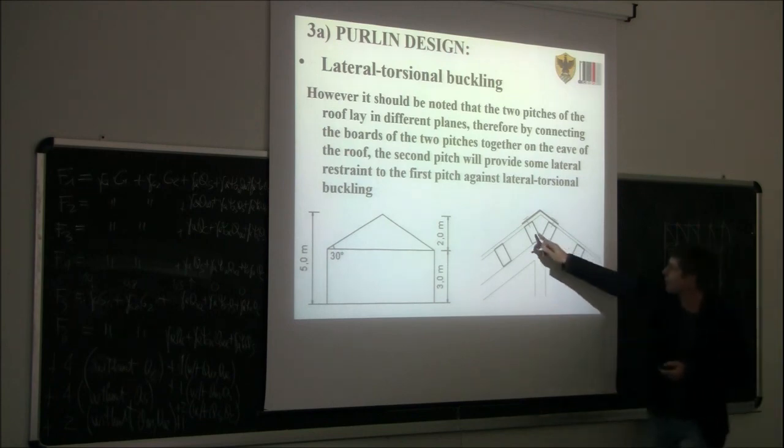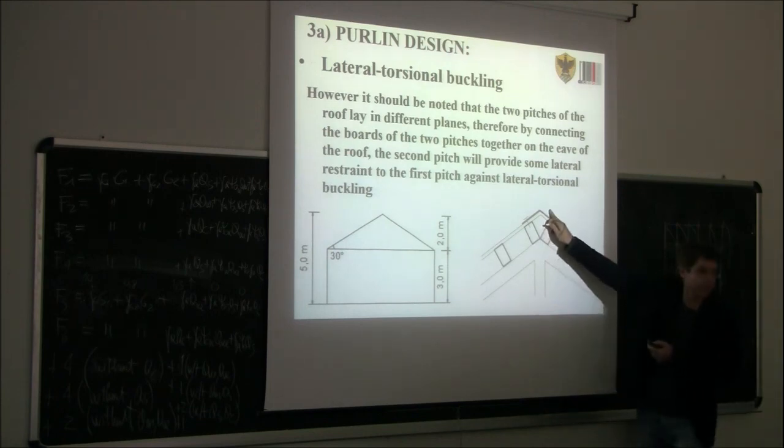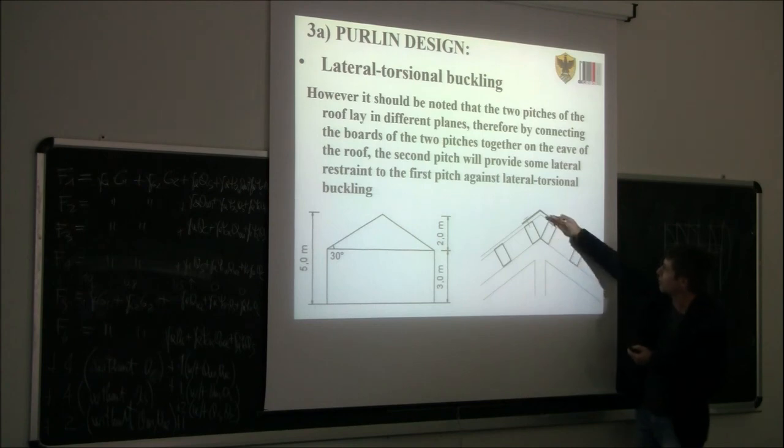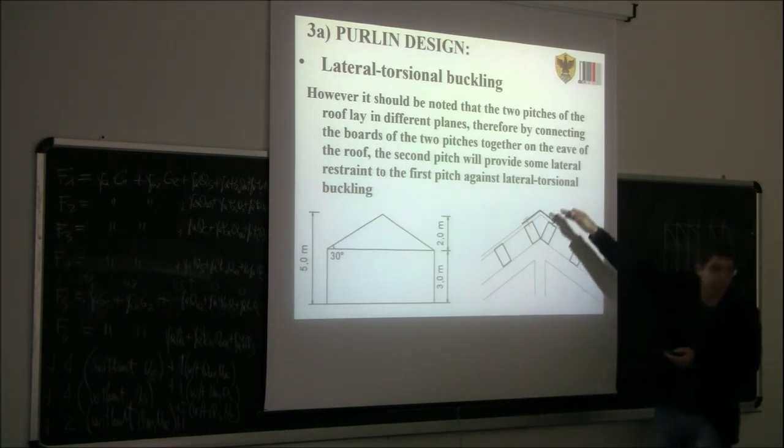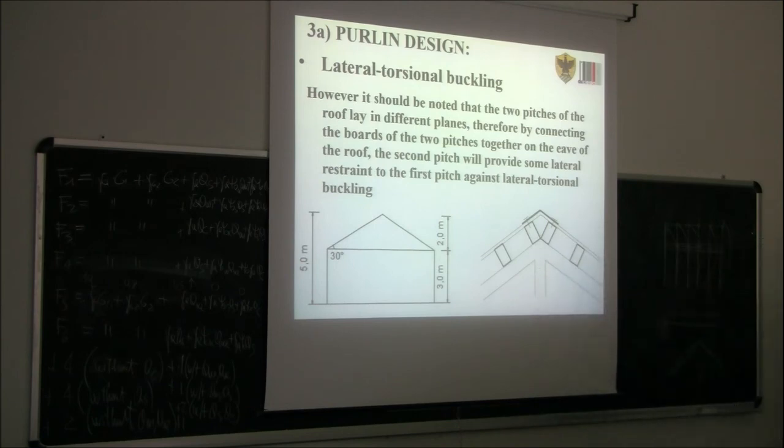For this member here to buckle in this direction, it would mean that also this should be uplifted, and perhaps also this beam here should be uplifted, which is not so simple. But again, how effective this restraint is, is very hard to say. So, to avoid problems, since it's very hard to say whether this provides a good restraint or not, it's very hard to say.